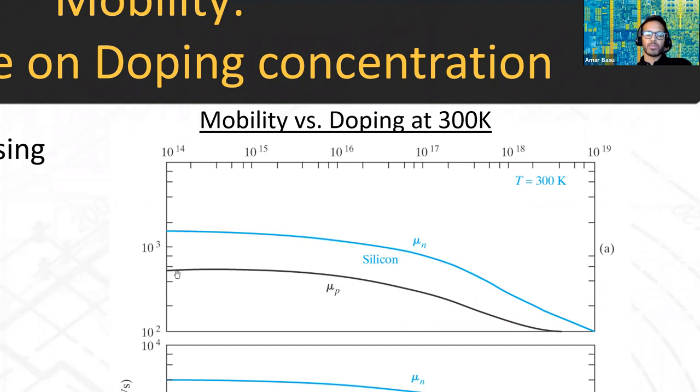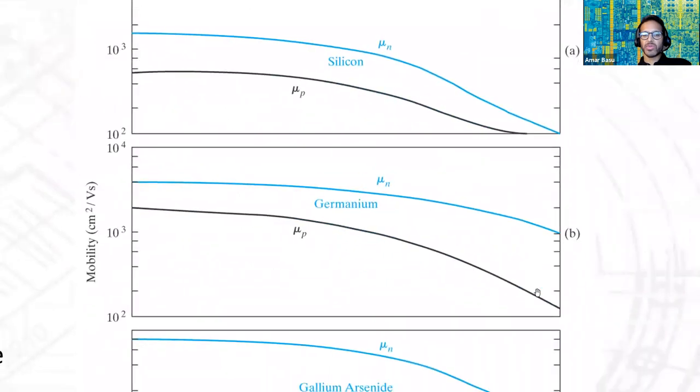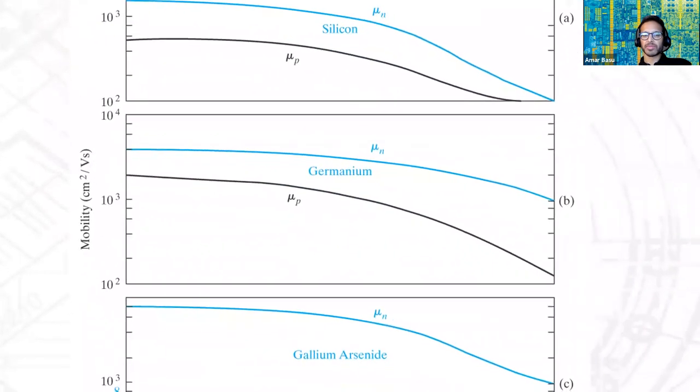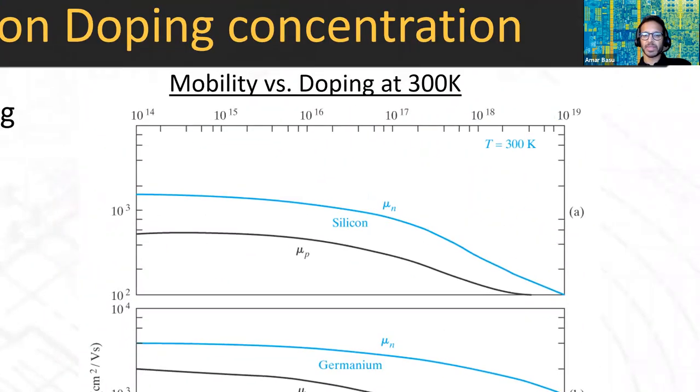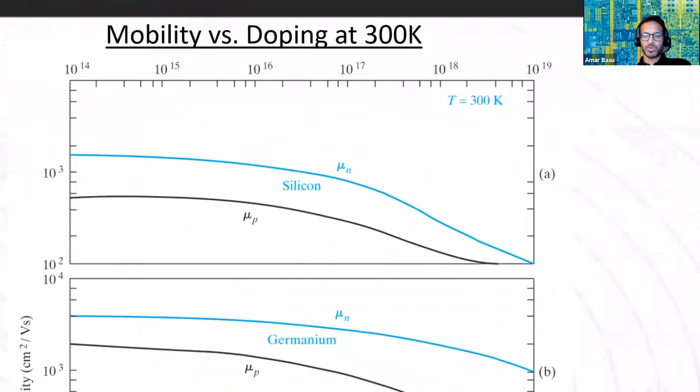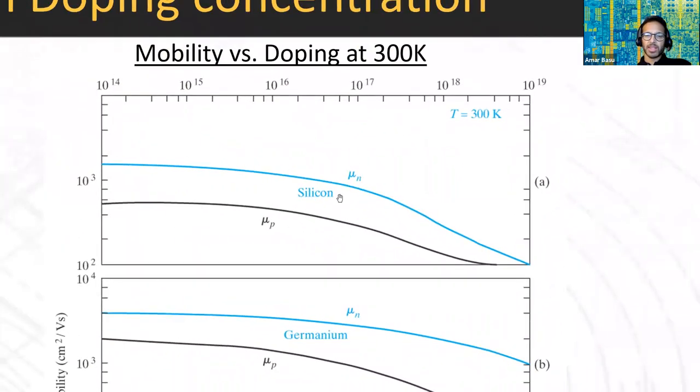Then you have the mobility of holes. Also, similarly, when you get to 10 to the 16th, 10 to the 17th, it starts to drop as well. Okay. This trend is true for all of these semiconductors here: gallium arsenide, germanium, silicon. So the first thing I want you to notice here is the fact that mobility starts to drop at higher dopings. The second thing, which you've already noticed, I'm sure, is that the mobility of holes typically is lower than the mobility of the electrons.